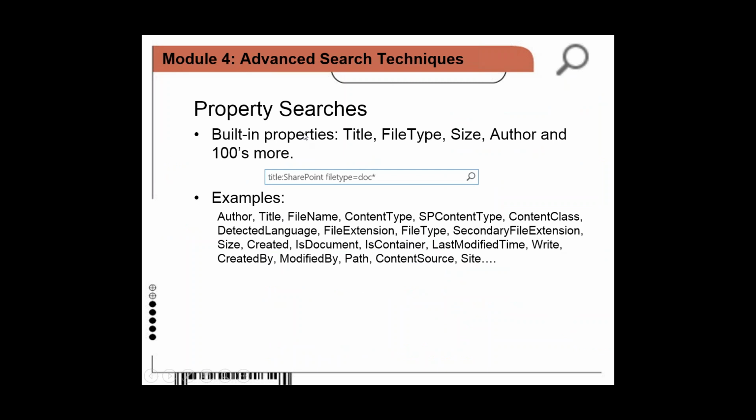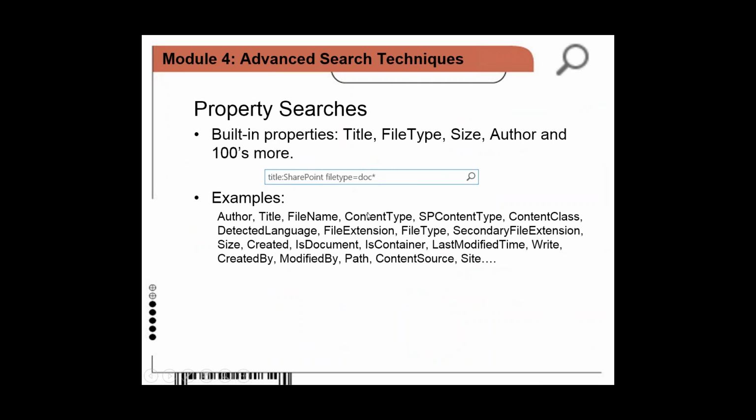Property searches, I showed you one of these before with title, search for jets. Here's two properties. So I'm looking for any document that has the title of SharePoint and has a file type of DOC or docx. So that's very useful to go out and restrict my search. Down below is a list of samples of some of those file types.